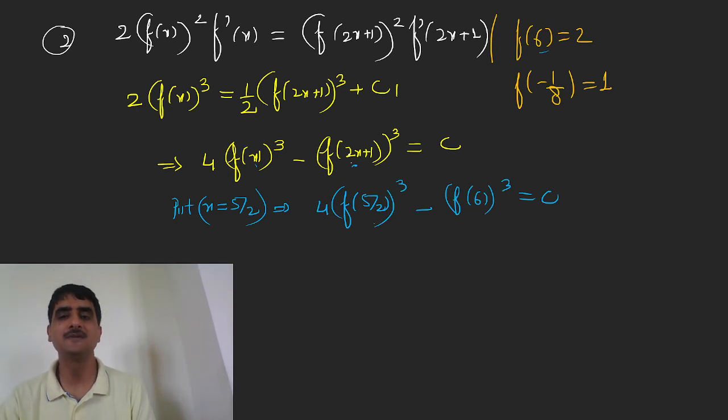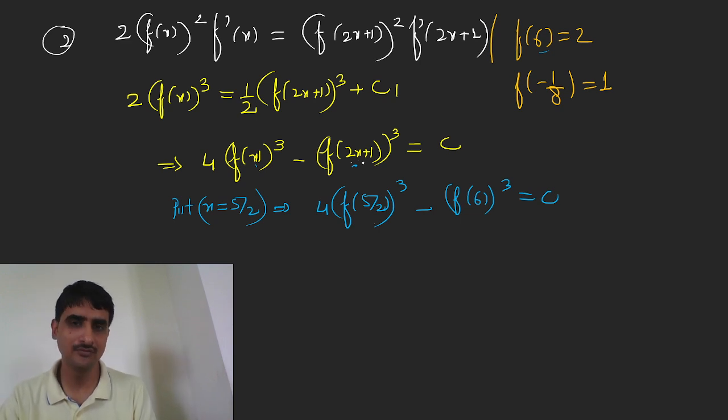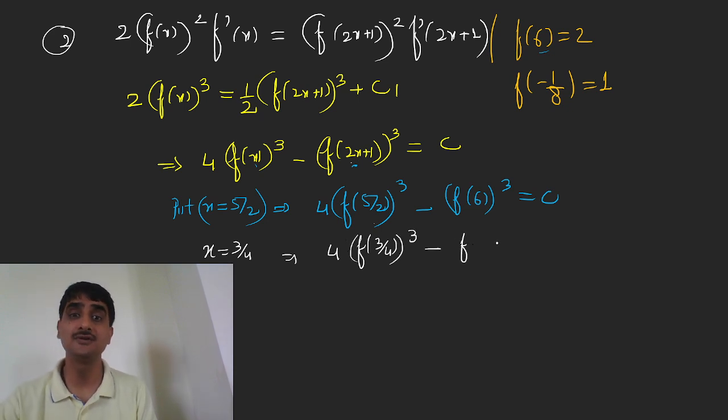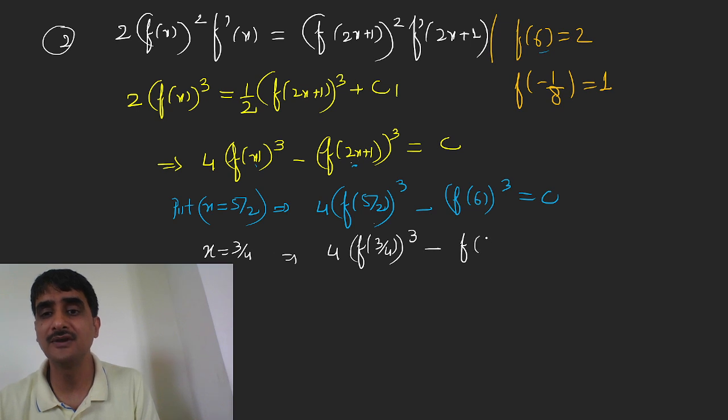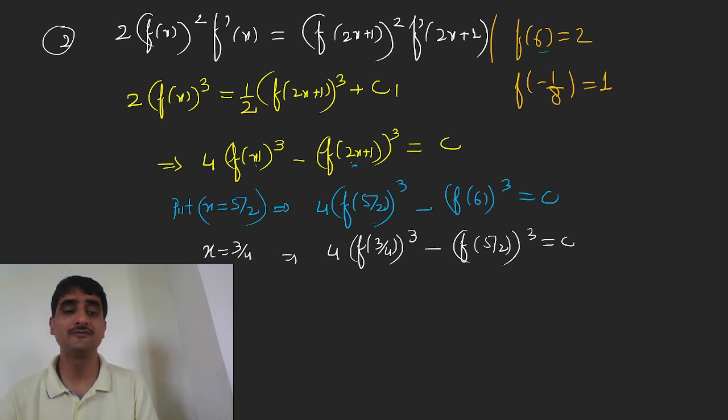If I put x here, then 5 by 2 will be 6, or if I put 3 by 4, just a minute, so it's 3 by 2. So if I put x is equal to 3 by 4, then we get 4 times f of 3 by 4 whole cube minus f of 2 into 3 by 2, that is 3 plus 1, which is 4... 5 by 2 whole cube is equal to C. Next, we have one more value as f of minus 1 by 8.